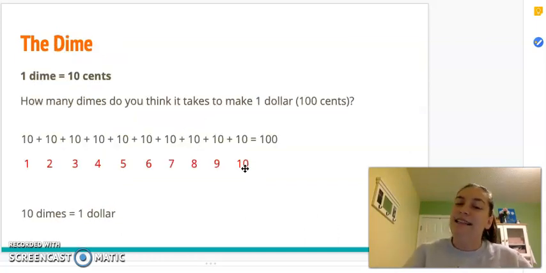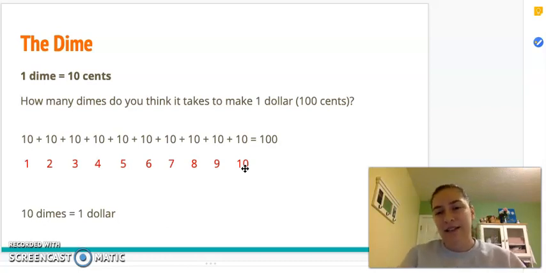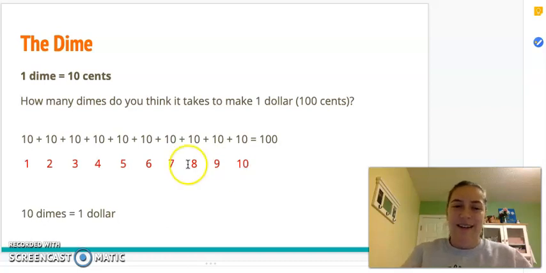The next one is the dime. 1 dime is equal to 10 cents. So how many dimes do you think it takes to make $1? Which is what? How many cents? 100 cents. Good.